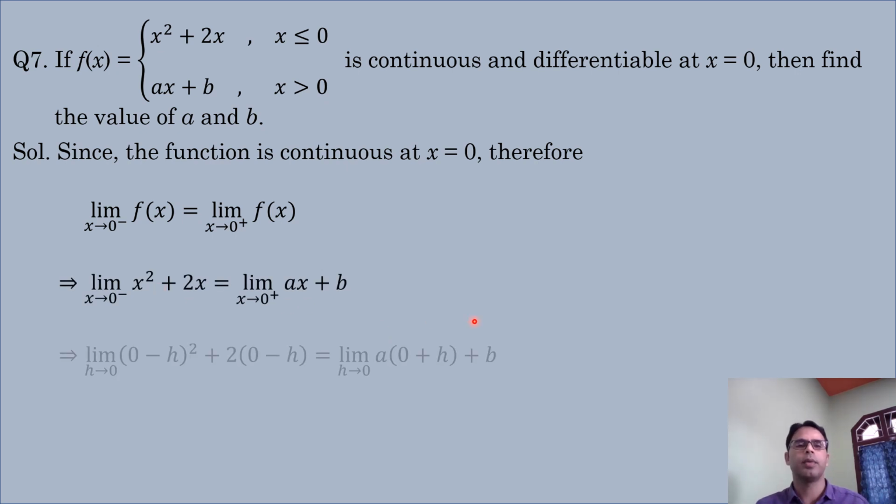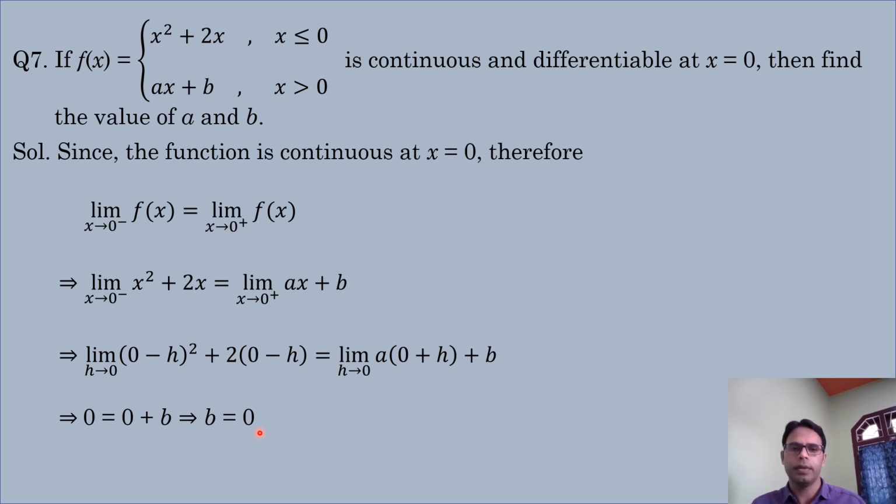Then convert it in terms of h. So simple: 0 minus h in place of x, and here 0 plus h in place of x. Then using h tends to 0, this is 0, this is 0, so the left hand side is obviously 0, and on the right hand side this is 0, so 0 plus b is b. So simply b is equal to 0. Already you obtained the value of b.